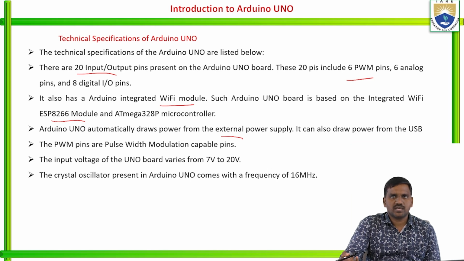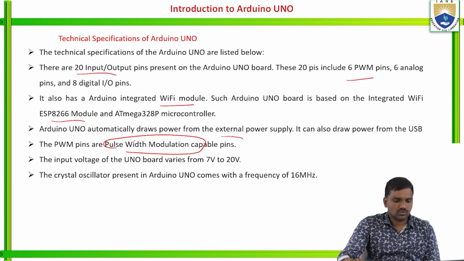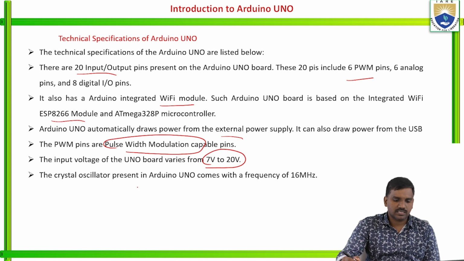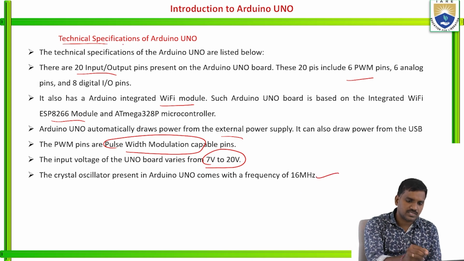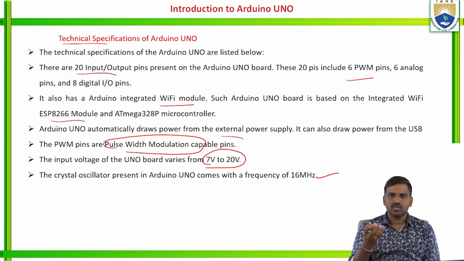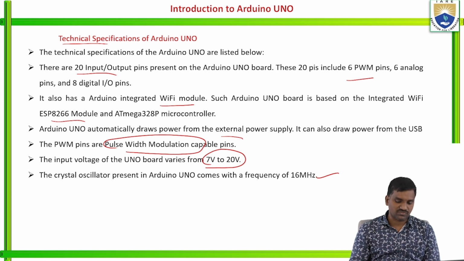Next, the PWM pins are pulse width modulation capable pins. We know the input voltage of the board varies from 7 volts to 20 volts. The crystal oscillator present in the Arduino Uno comes with a frequency of 16 megahertz. So these are some technical specifications of Arduino. We have different input and output pins, different voltages varying from low voltage to high voltage or high voltage to low voltage, pulse width modulation, external power supply, like that. We have different technical specifications.